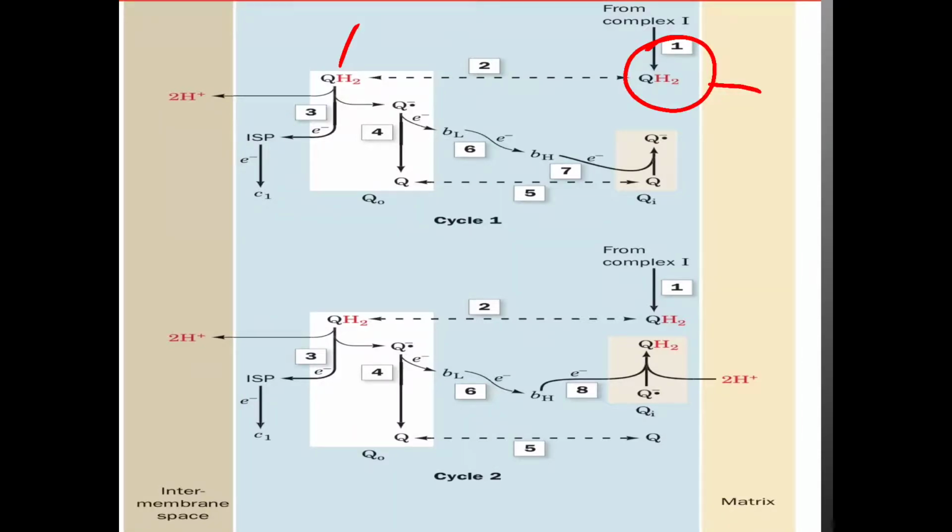So it will lead to the formation of the semiquinone. 2H positive ions are released from the plastohydroquinone, leading to the formation of the free radical form of the plastoquinone, and this Rieske iron sulfur protein will also lead to the transportation of electrons towards cytochrome C1. Further, this semiquinone will help in transferring the electron towards the Bl.